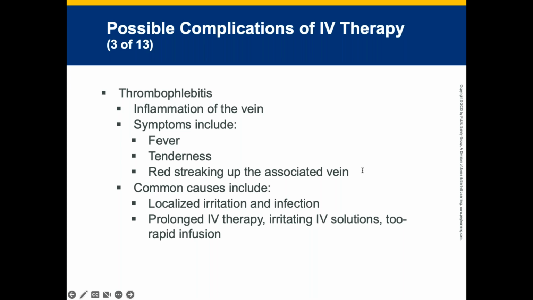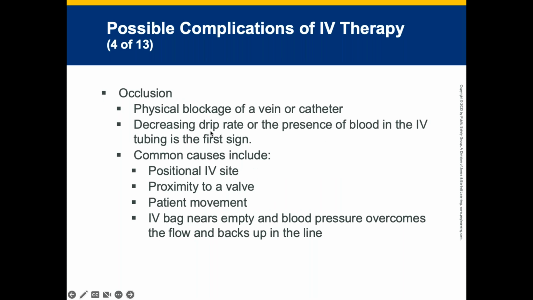Common causes would be localized irritation and infection from non-sterile equipment, prolonged IV therapy, irritating IV solutions, and there are some that can be very irritating and burn as well. Like magnesium can have a burning effect. A too rapid infusion. If redness develops at the IV site with rapidly developing thrombophlebitis, discontinue the infusion and save the equipment for later analysis. Reestablish a line on the other extremity with all new equipment in case there was an unforeseen or unseen contaminant, and document the patient's events and response.